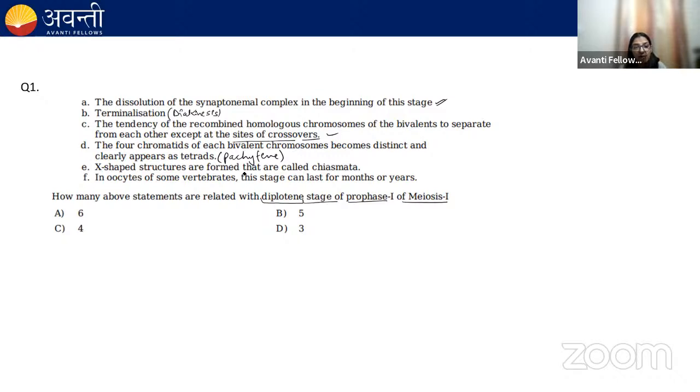X-shaped structures are formed that are called chiasmata, yes. In oocytes of some vertebrates, this stage can last for months or years, yes. So there's 1, 2, 3, and 4. There are 4 statements which are related to the diplotene stage of prophase 1 of meiosis 1. So the correct option is C, which is 4.